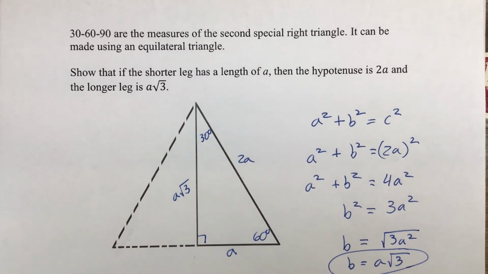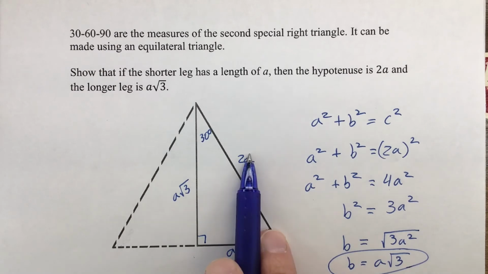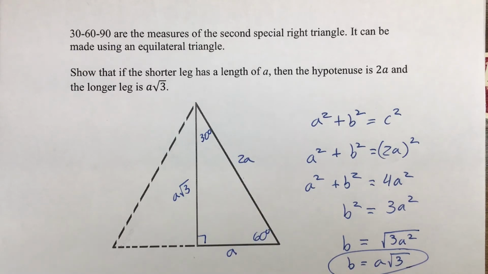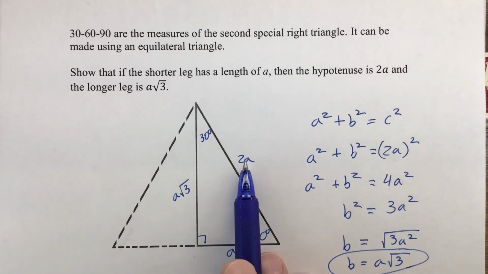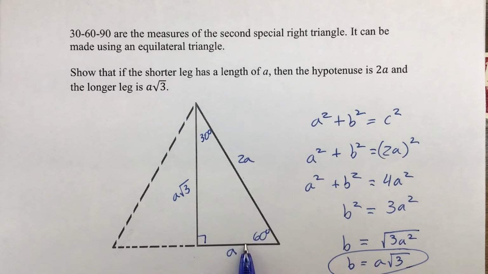So overall, here's what we get. In a 30, 60, 90 triangle, if you have the short leg, you can double it to get the hypotenuse. You can also multiply it by the square root of 3 to get the long leg. Or you can work backwards. You could divide the hypotenuse by 2, or you could divide the long leg by the square root of 3 to get the short leg.